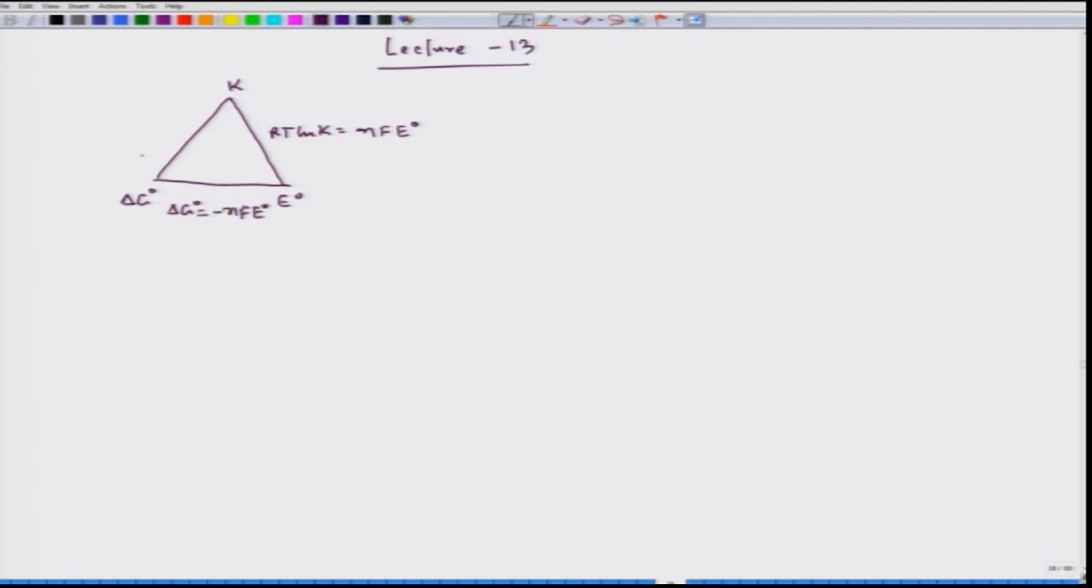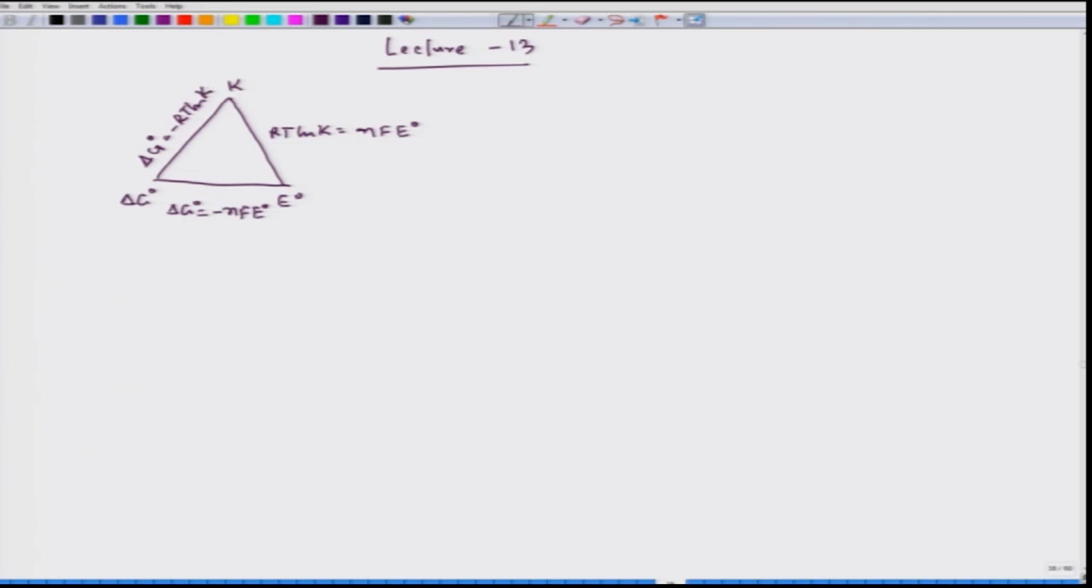Hello everyone. Let's start lecture 13. In our previous lectures, we have come across this triangle, where RT ln K equal to nFE0, delta G0 equal to minus nFE0, and delta G0 equal to minus RT ln K.